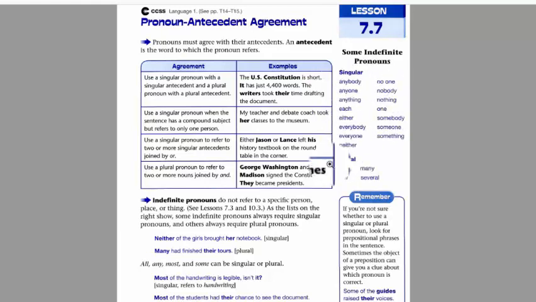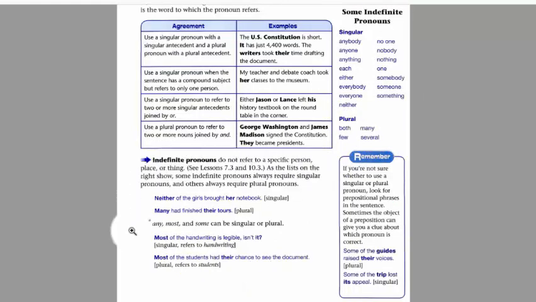These 4 indefinite pronouns are always plural. The problem is here with these 4 indefinite pronouns. All, any, most, and some are sometimes singular and sometimes plural, depending on the noun that comes after them. For example, neither of the girls are. Many had finished their. So we used here their as a plural possessive pronoun because many in this sentence is plural.